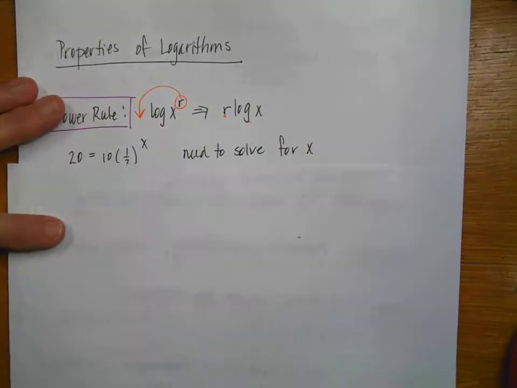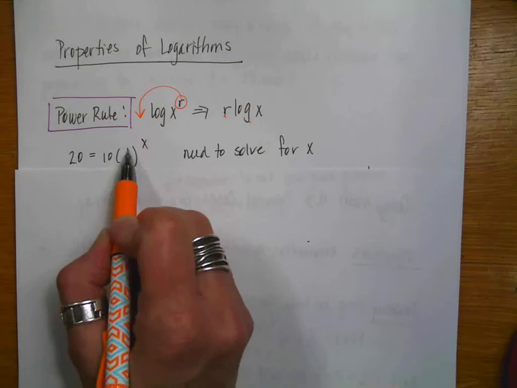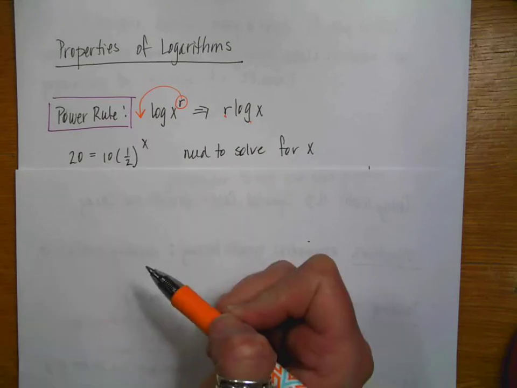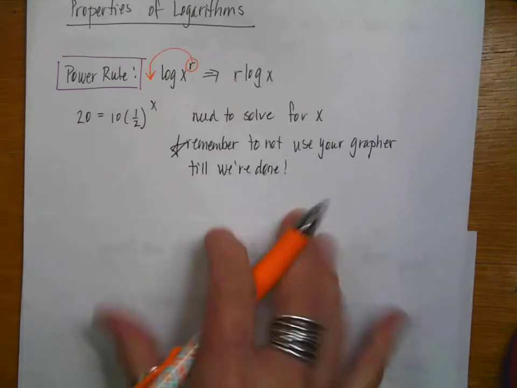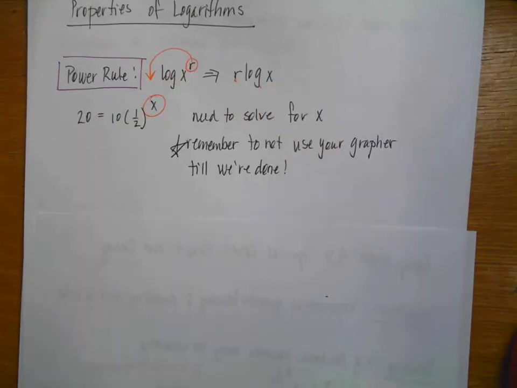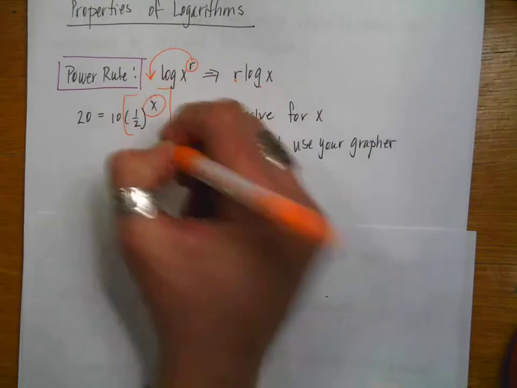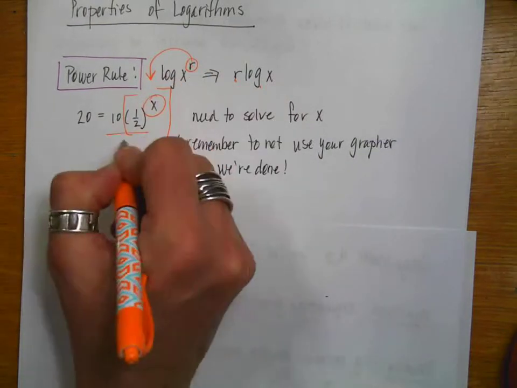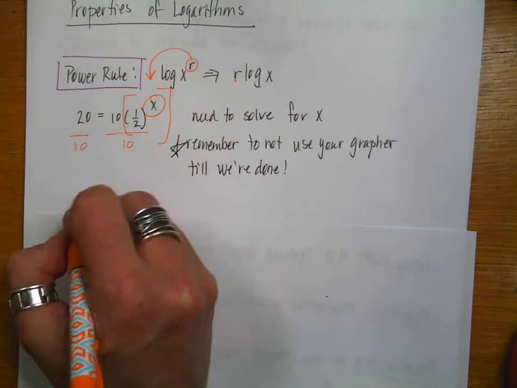So I have a quick example. So let's say I have 20 is equal to 10 times a half raised to the x. So I want to solve for x, so I'm going to circle that because that's what I'm going to solve for, is to isolate x and get it all by itself. So that means that I'm going to divide both sides of the equation by 10.